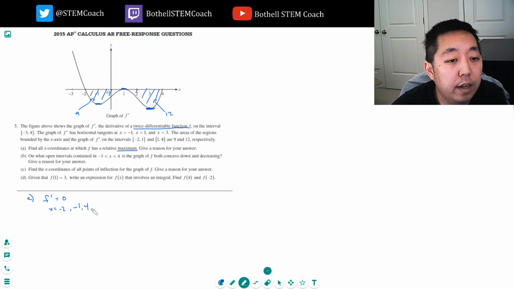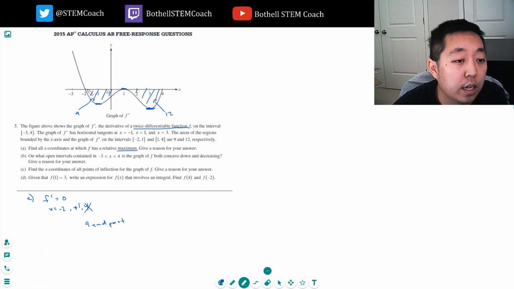You can't have relative maximums at the endpoints of your interval. So 4 I can exclude because 4 is the endpoint, and I can't have a relative max there anyway. My other candidates are, not -1, +1. I don't know what I'm thinking. It's 4, 1, and -2.